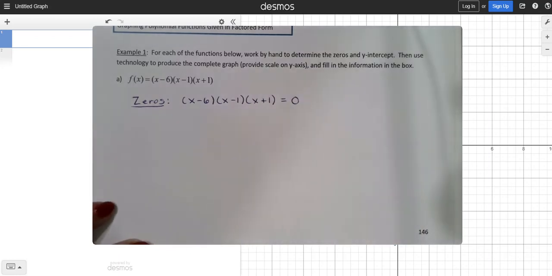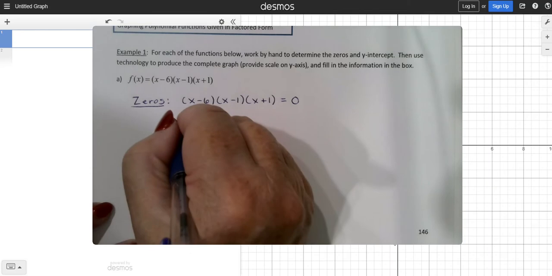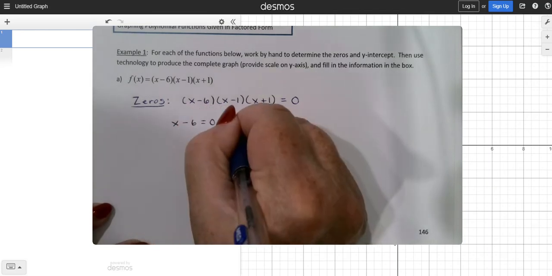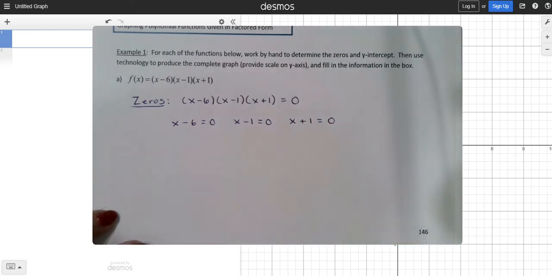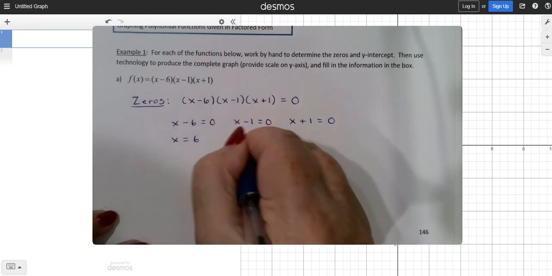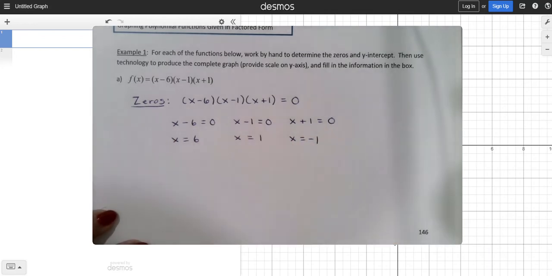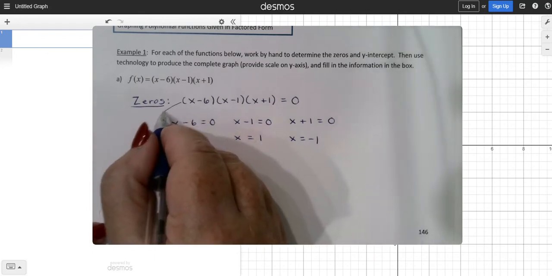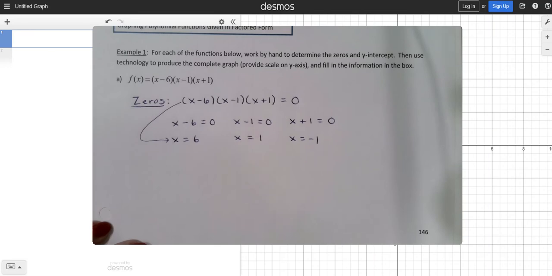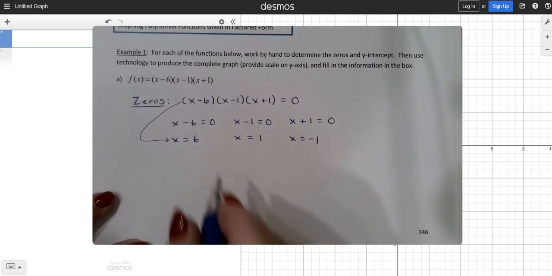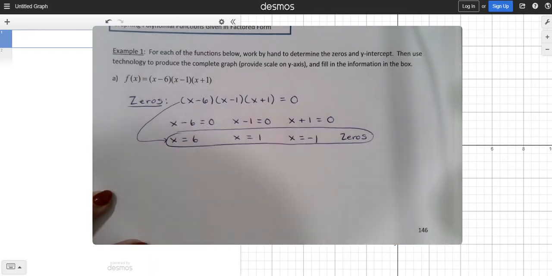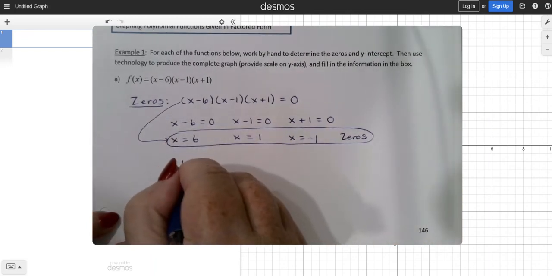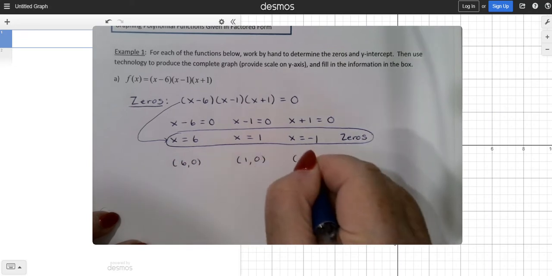I'm going to write this out very formally this first time, but we'll probably take a few shortcuts as we go along. This really means that x minus 6 equals 0, x minus 1 equals 0, or x plus 1 equals 0, which gives me x equals 6, x equals 1, and x equals negative 1. I'm hoping that you're to the point where you could say, hey, I don't really need to write out that middle step. I probably could go right from here to there. And in fact, I will be starting to do that. Those are technically my zeros. If I wanted to make them into x-intercepts, I would just make them points with y values of 0.